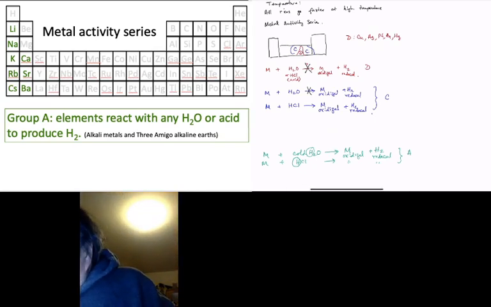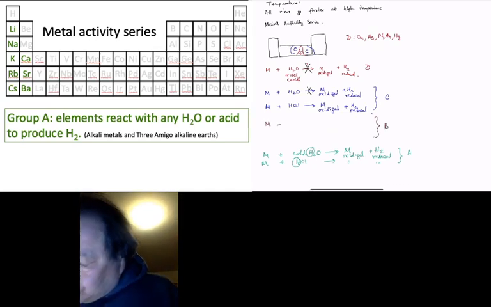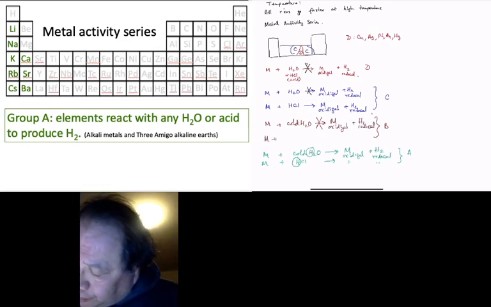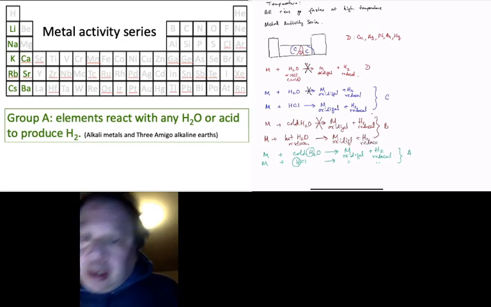And finally, what is group B? Group B is going to be the metals that do not react in cold water. So that reaction does not occur, metal oxidized and H2 reduced. But you can speed up the reaction by putting it in hot water or steam. And under these conditions, the reaction does occur. And group B are all the remaining common metal atoms.